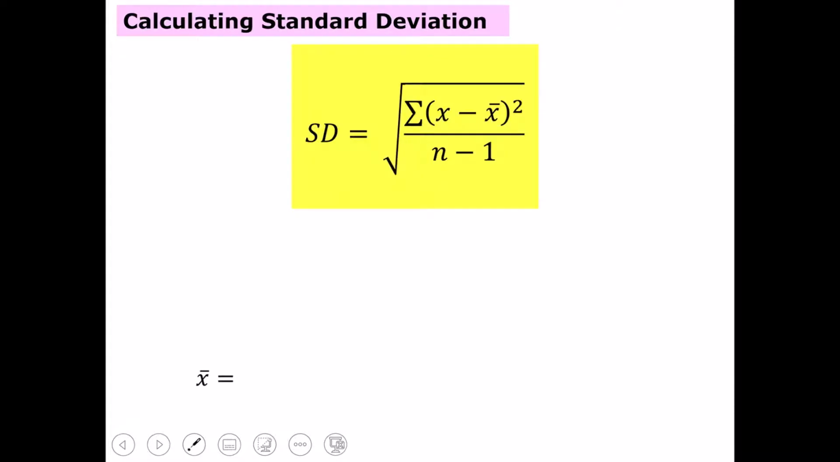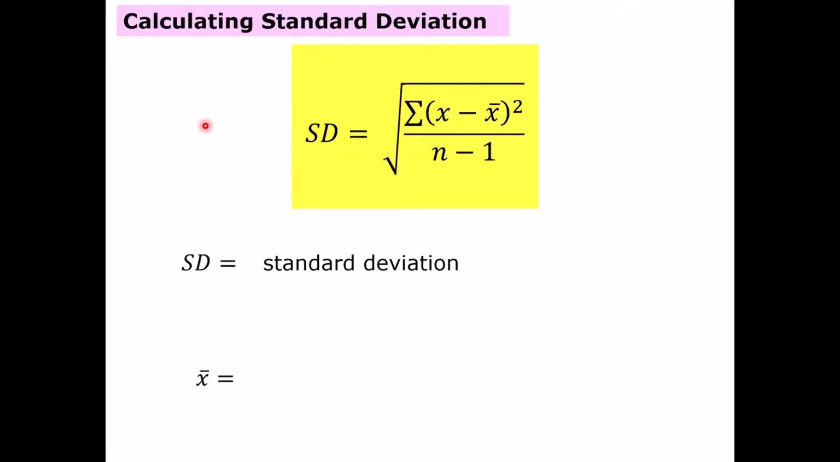Okay, so our standard deviation formula looks like this. I know it definitely looks quite crazy, but I'm going to break it down and show you what each part means. So first off, SD stands for standard deviation, or it could just be written as S as well. So you could just have S.